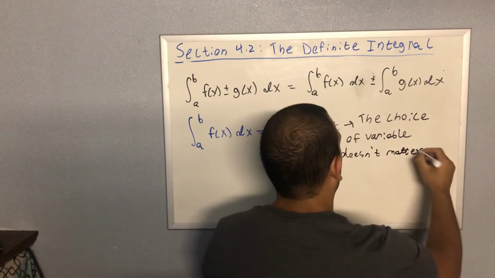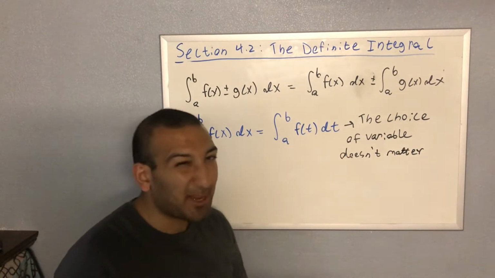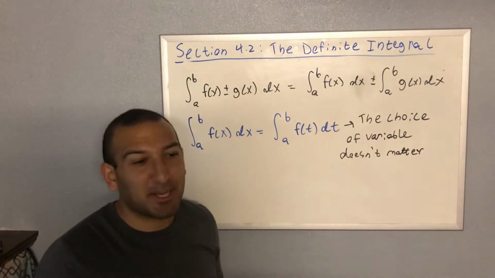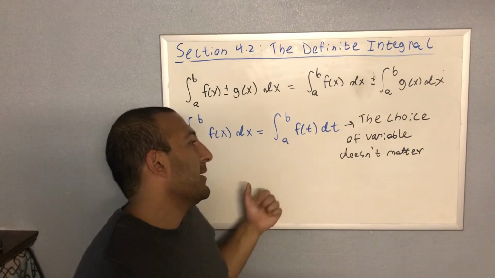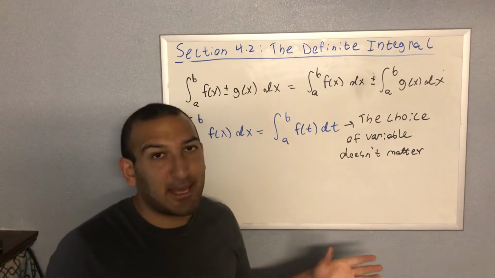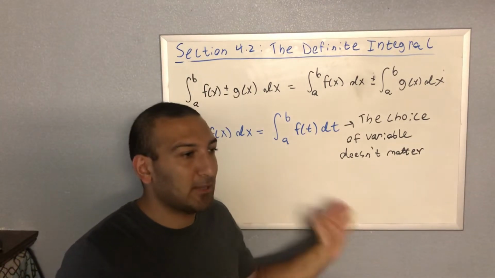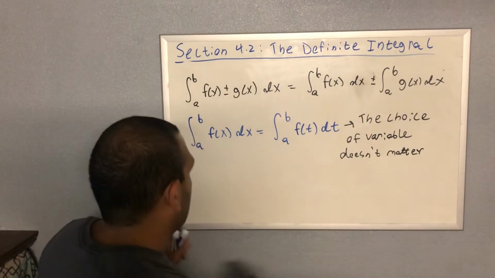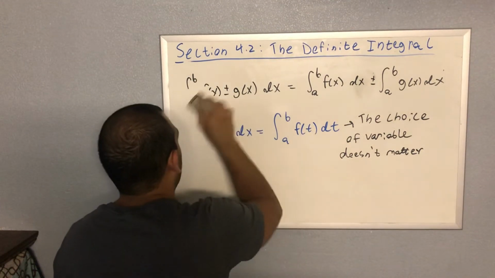And some people go as far as to say that this variable is called a dummy variable. I'm not sure where the idea comes from, but I guess it just kind of means it doesn't really matter. It's there and it's irrelevant. It's going to get used, and it's going to go away. So that's just a quick note, that the choice of t, x, whatever, doesn't matter. Okay?